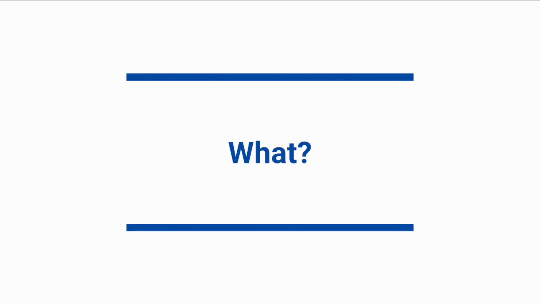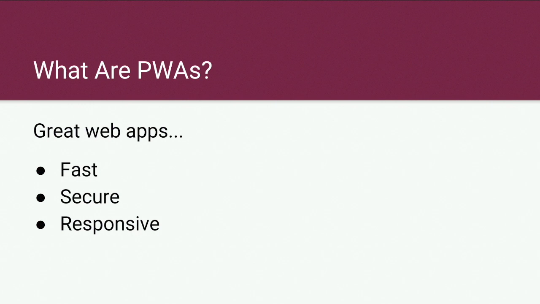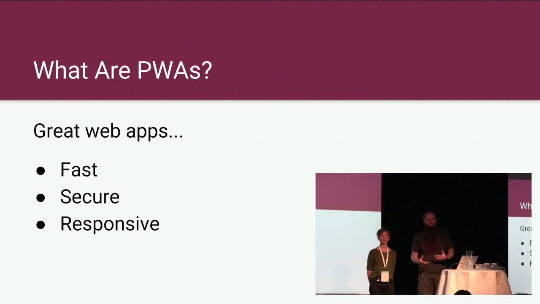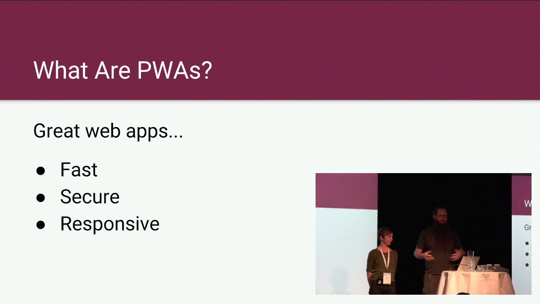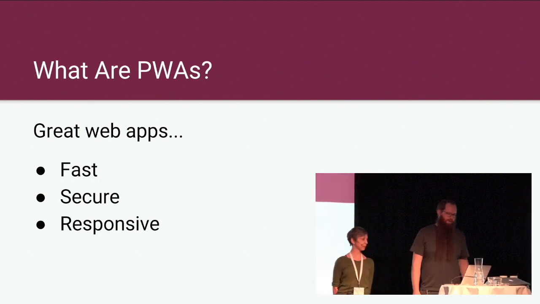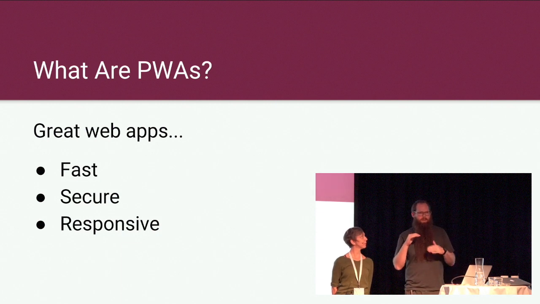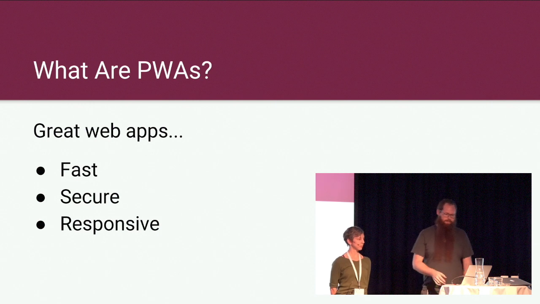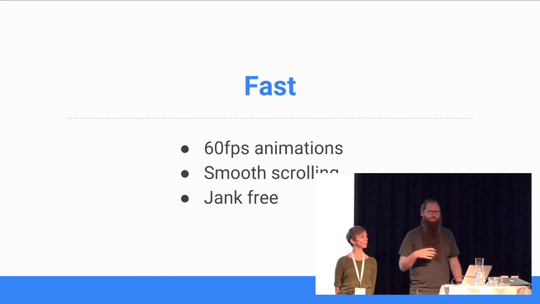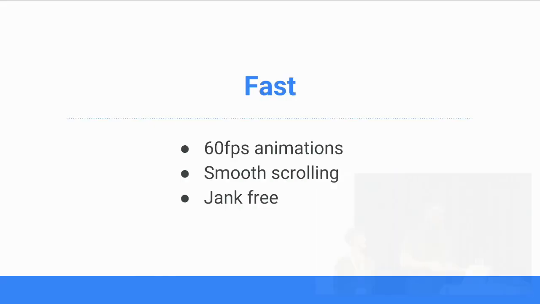So what are progressive web apps? Really, before we actually talk about progressive web apps, we kind of want to take a step back and talk about what makes a great web app in general. In these modern days, the baseline is that it's fast, secure, and responsive. And fast isn't just network speed, but it's also, does it perform well on device? When you scroll, is it smooth? Is there a bunch of ads loading in 10 seconds later that makes your content jump all around?